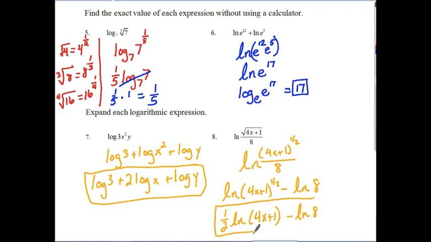Okay, and that's all for that one. Now we're going to move on to number 9. Number 9, 10, and 11 is expanding these lovely things. Okay, I think this is the last page. Yep, this is the last page of it.